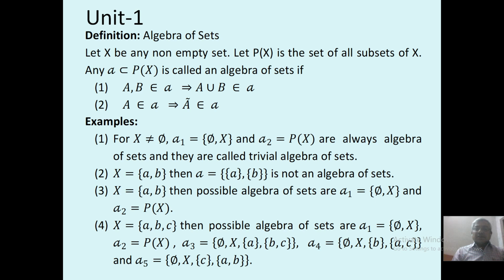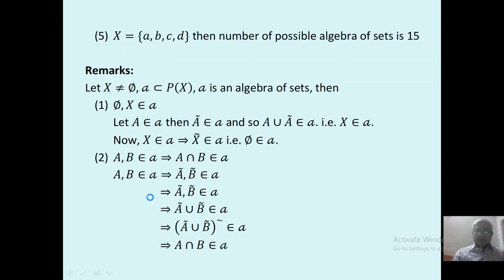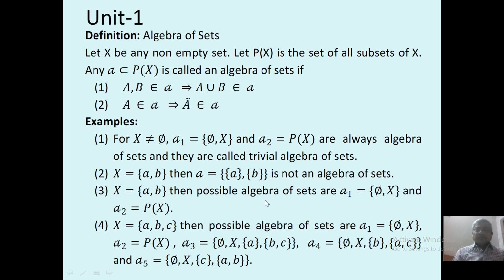Therefore, script A is not an algebra of sets. Third example: if we take X equal to the set of two elements {a, b}, then the possible algebras of sets are script A1 = {phi, X} and script A2 = P(X). We know that both are trivial algebras of sets, so these two are always algebras of sets. There is no other algebra of sets for this set.